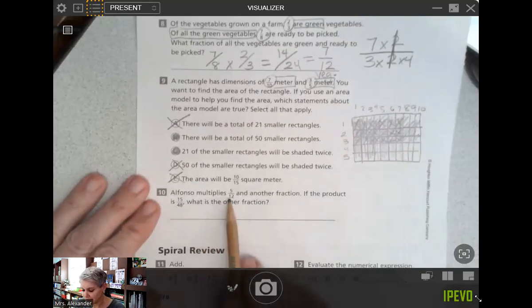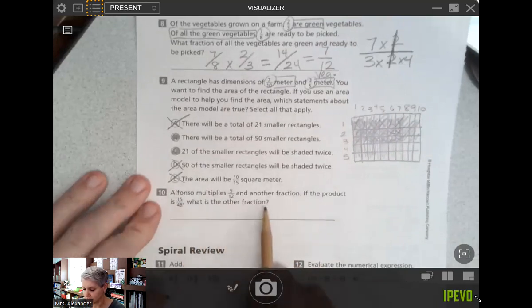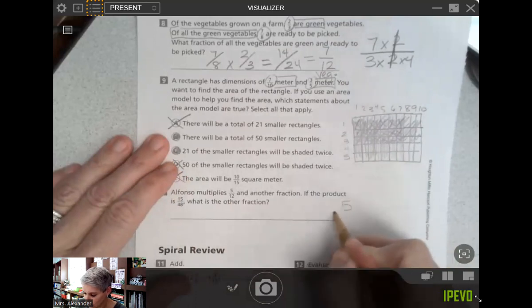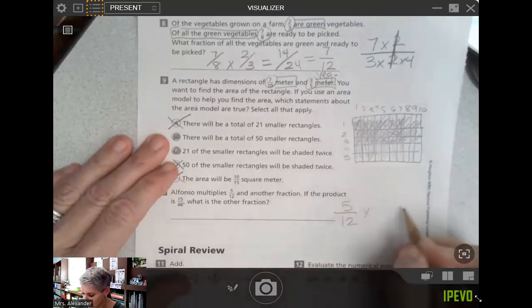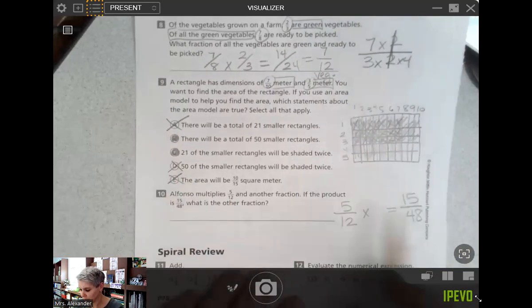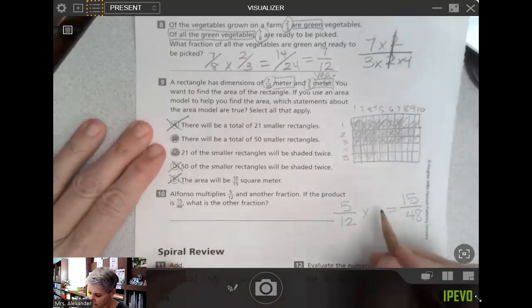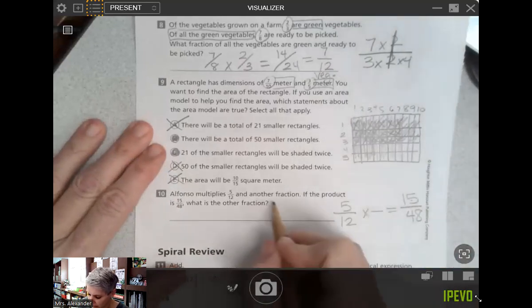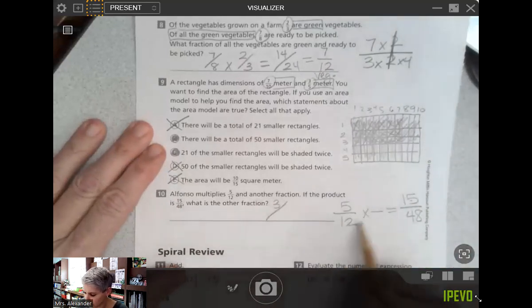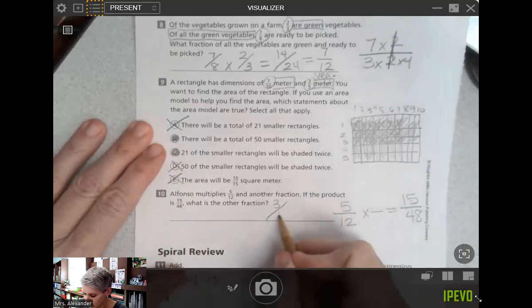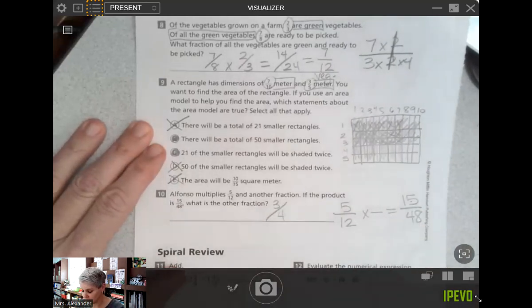Alfonso multiplies 5/12 and another fraction. If the product is 15/48, what is the other fraction? 5/12 times something equals 15/48. Well, if I'm multiplying across, 5 times what would be 15? 5 times 3. 12 times what would be 48? 12 times 4. So our answer would be 3/4.